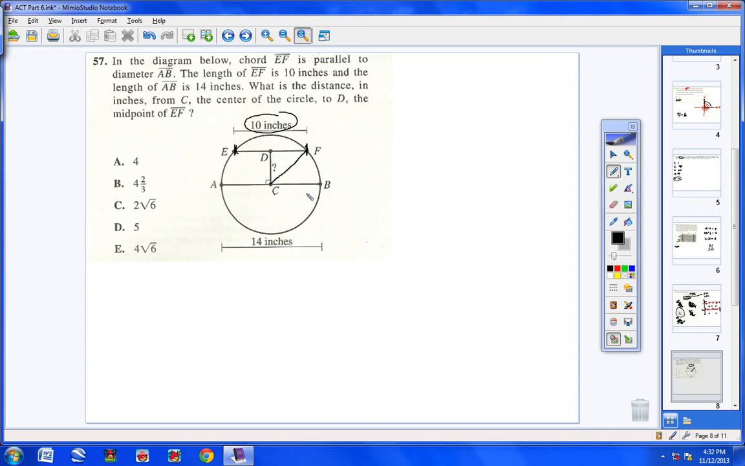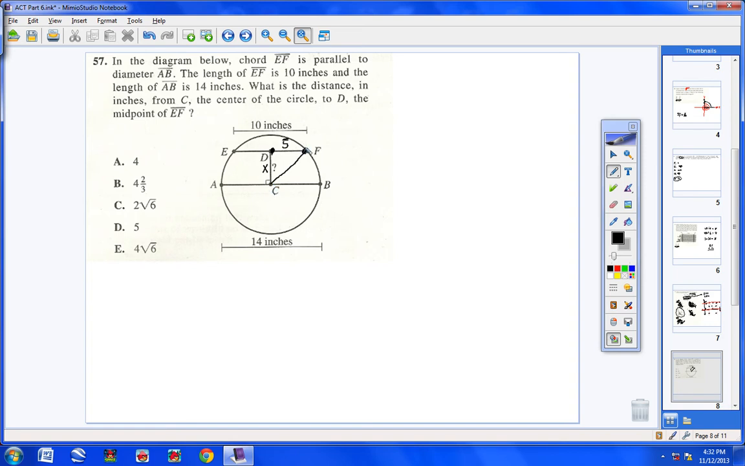So we know these two lines are parallel. And if this line goes from the center straight up, and it has to be perpendicular up here, so I know D also has to be in the middle of EF. So if this whole line is 10, I now know that DF is 5. So I know from here to here is 5. And I know I'm trying to find this length right here. We're going to call that X.